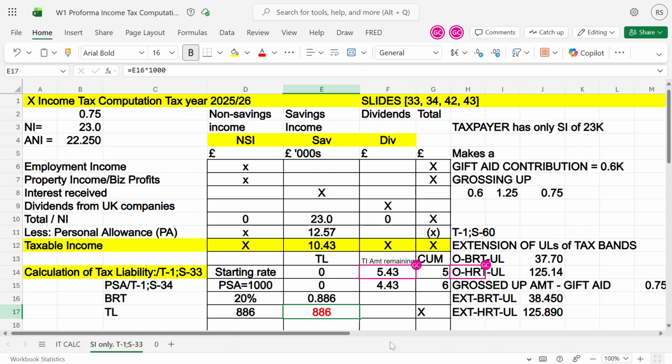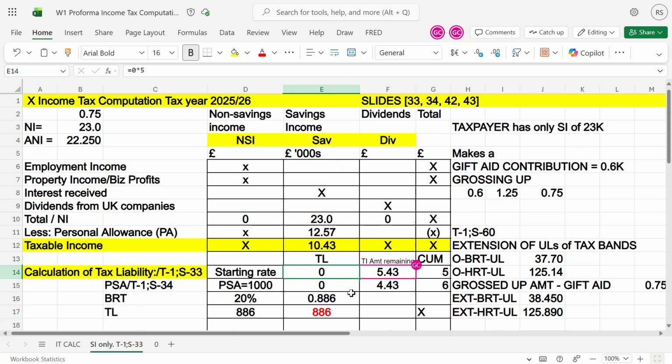Saving incomes within the first 5,000. Like in this question, we have savings income that falls within the first 5,000, right? What is this sentence, because we have a PA of 5,000 in this question. Yeah, so it's referring to the case where we used this 5,000.